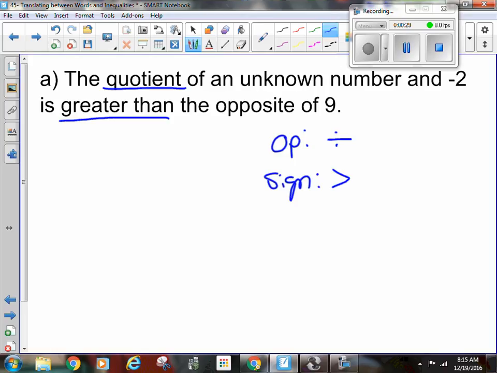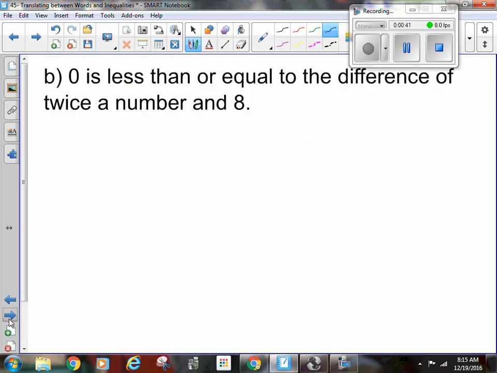Okay, so the quotient of an unknown number, so we're going to call that x, and -2, so that's our division, is greater than the opposite of 9. So opposite means it changes the sign.